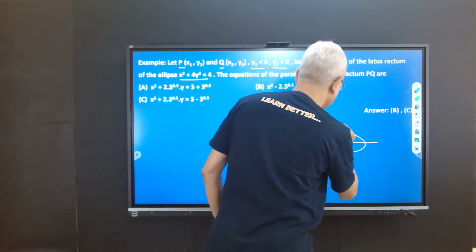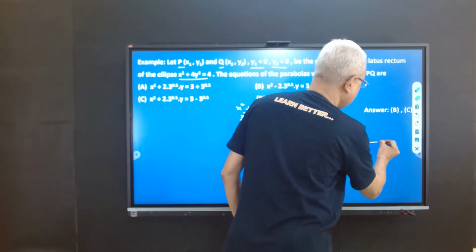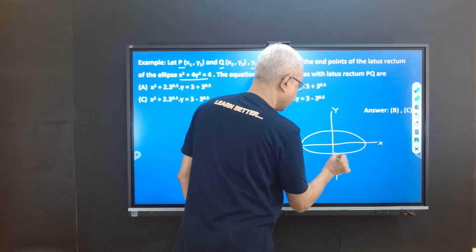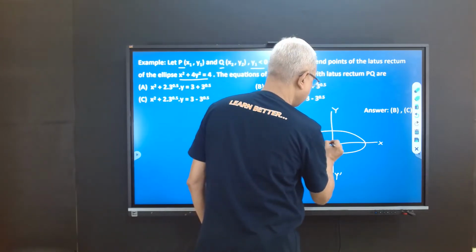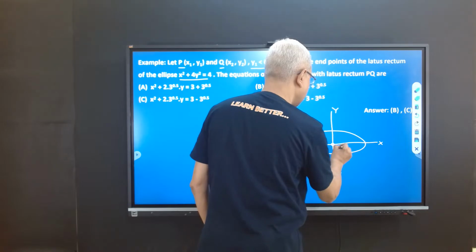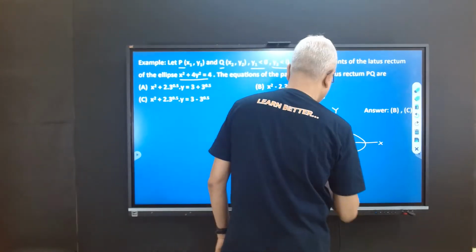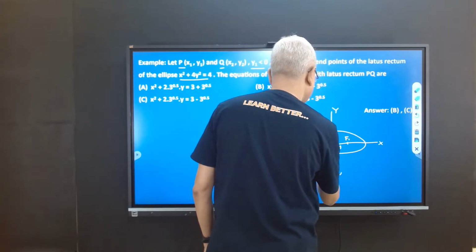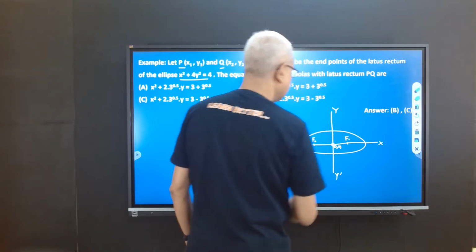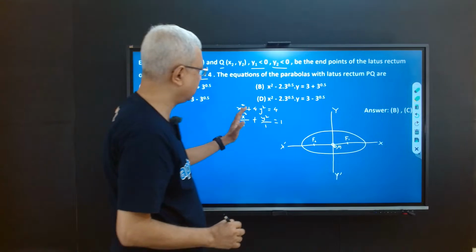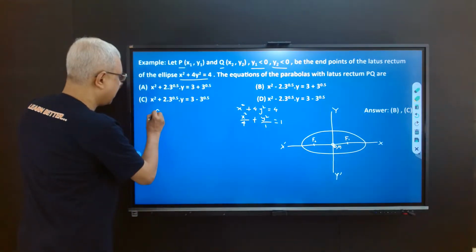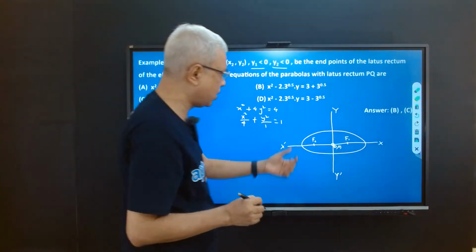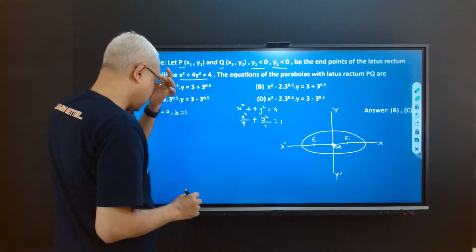So, this is the x-axis, this is the y-axis, this is the center of the ellipse, which is nothing but the origin (0, 0), and this is the first focus of the ellipse, this is another focus, F2 of the ellipse. Now, from this given equation, I can say easily that a is 2 and b is 1. Semi-major axis is 2 and semi-minor axis is 1.